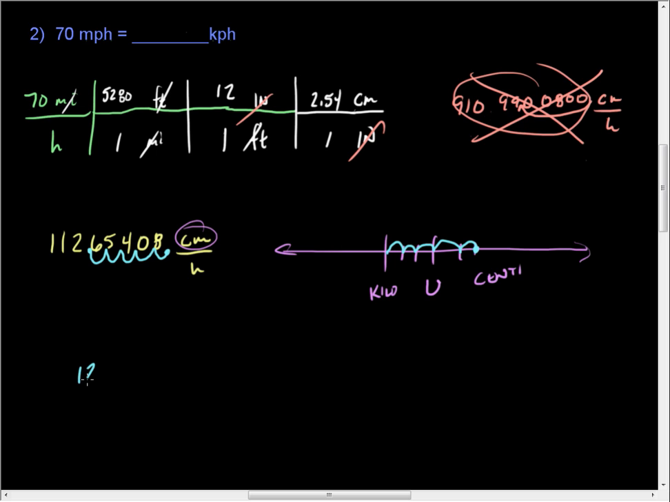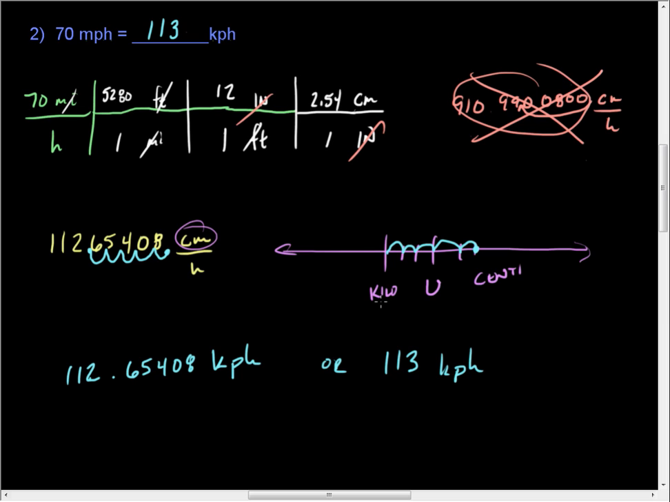And so it's about 112.65408 kilometers per hour. Or it's about 113 kilometers per hour. And so I just put 113 up here. So that's not bad. All the conversions happen this way. It's just a matter of what's on top versus what's on the bottom.